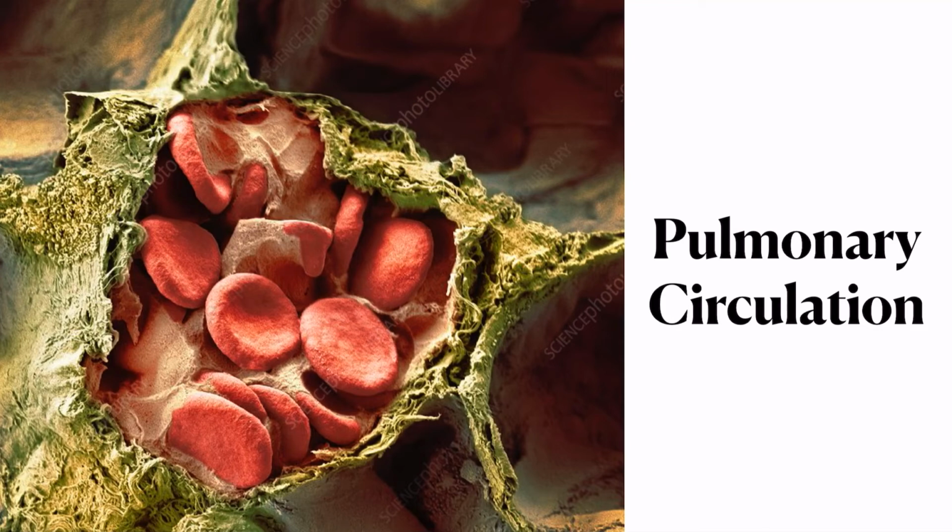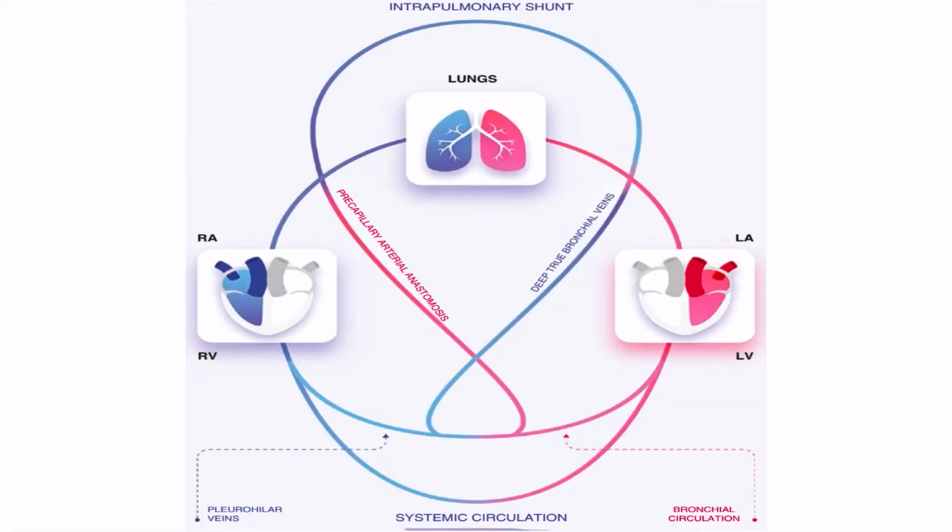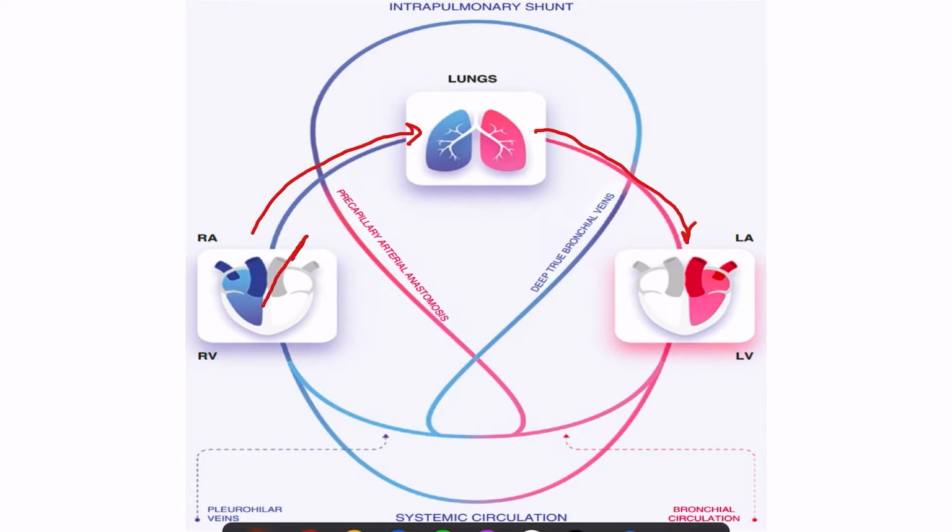Hello and welcome everyone to our next video on hemodynamic monitoring, that is pulmonary circulation. Pulmonary circulation is the other part of circulation which we do not measure much. This starts with the right ventricle, and by the blood which goes through the lungs, it reaches the left atrium.